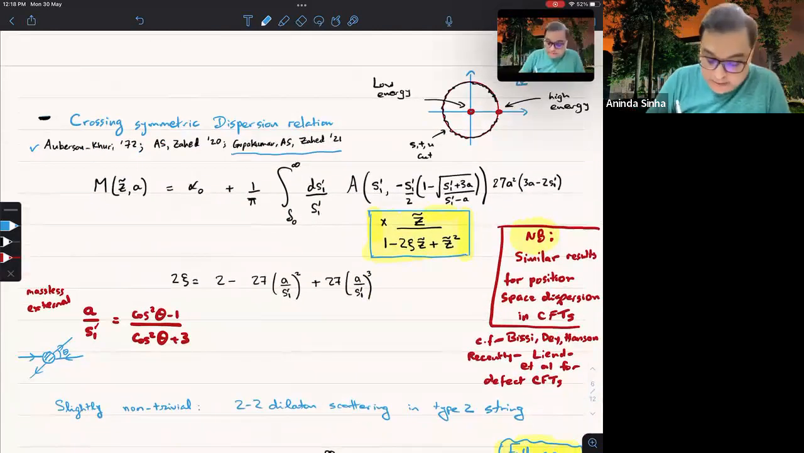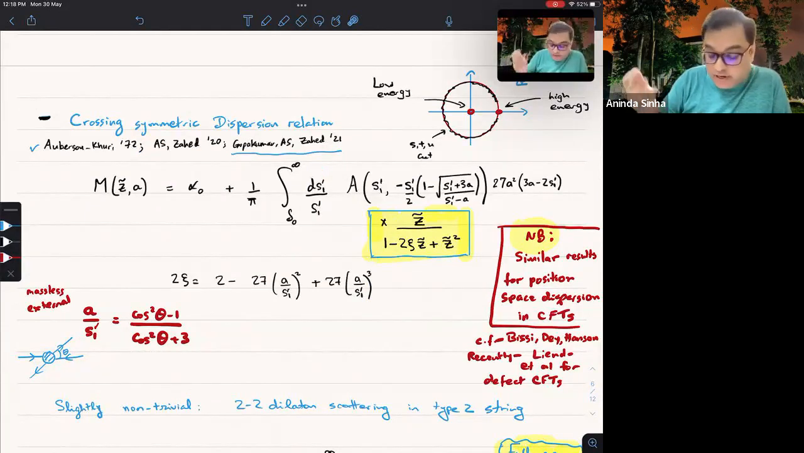So the crossing symmetric dispersion relation takes on this form, which has some superficial similarity with the fixed T dispersion relation, but there are some crucial differences. So this is the absorptive part of the amplitude. Now, similar to what you do in the fixed T dispersion relation, you integrate over S1 prime, or S, whatever you want to call it. And the first argument in the absorptive part is the integrated variable.